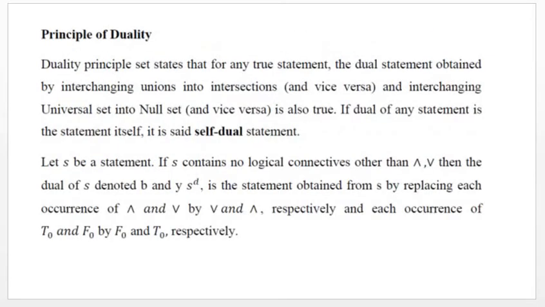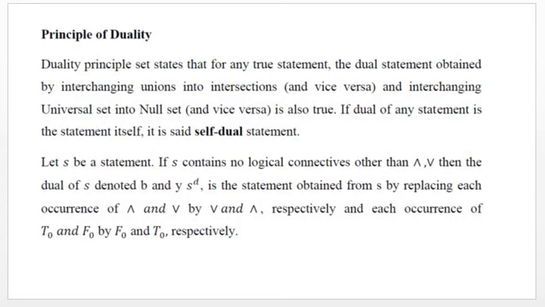Principle of duality. The principle of duality states that for any true statement, the dual statement obtained by interchanging unions into intersection and interchanging universal set into null set is also true. If the dual of any statement is the statement itself, it is said to be a self-dual statement. So this is the case when we consider union and intersection operation in set theory.